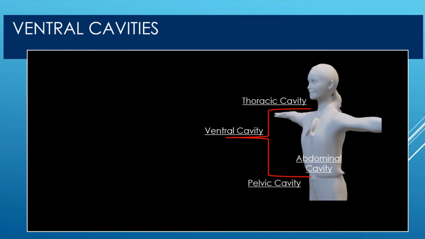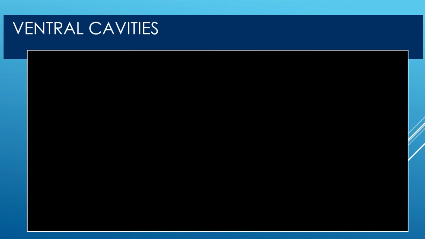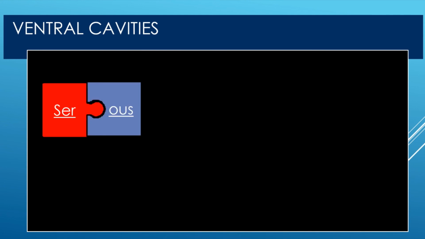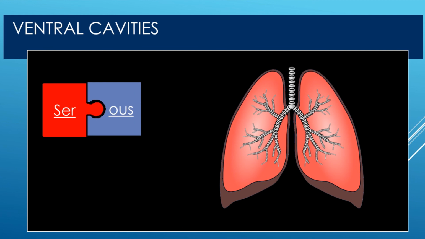Each of the 3 ventral cavities, the thoracic, abdominal, and pelvic, is lined by a serous membrane. The membrane not only lines the internal surface of the cavity, but it also folds back and lines the surface of each of the viscera or organs. Let's see if we can predict the meaning of serous based on the meaning of the word parts. Ser means to protect, and ous means pertaining to. So the word serous means pertaining to protection. This is a lining that protects the structures of each of these body cavities.